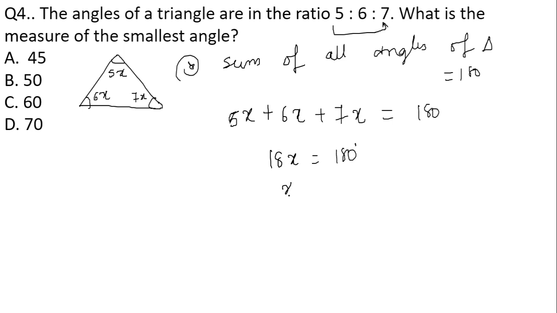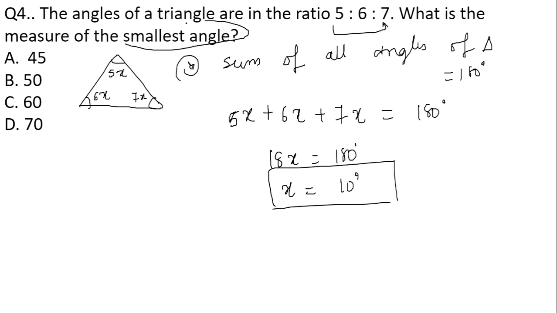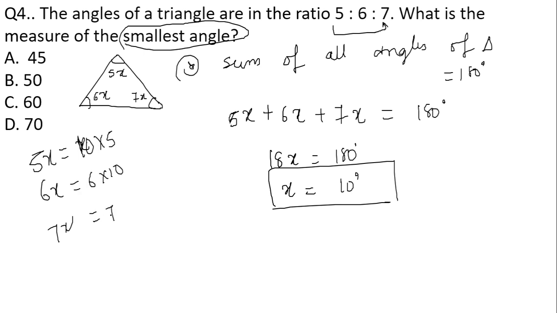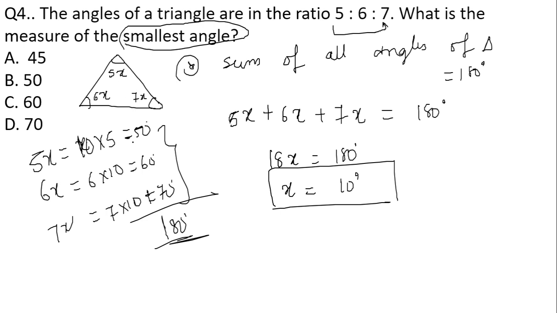So the value of x will be equal to 10 degrees. Okay, I got the value of x now. They have asked us to find the smallest value. So 5x, 6x, 7x is going to be equal to 10 into 5, 10 into 6 and 10 into 7. One angle is 50 degrees, the second angle is 60 degrees and the third angle is 70 degrees. If we take the summation of 50, 60 and 70, this is going to give us 180 degrees. Okay, so the smallest angle is 50 degrees.